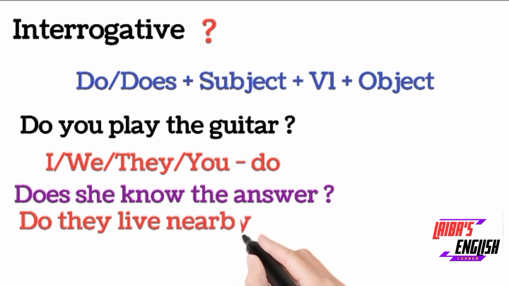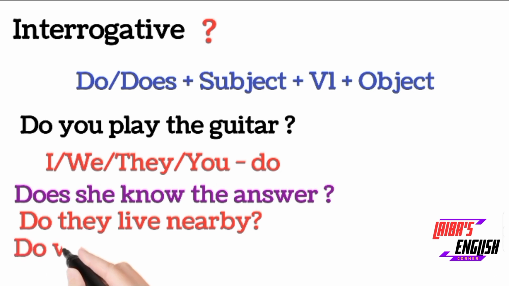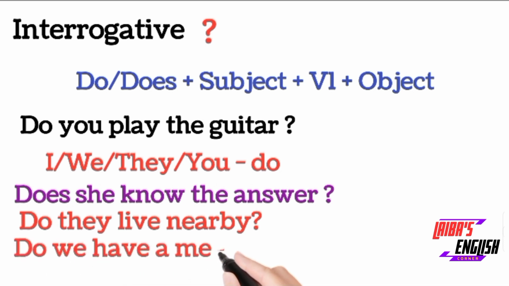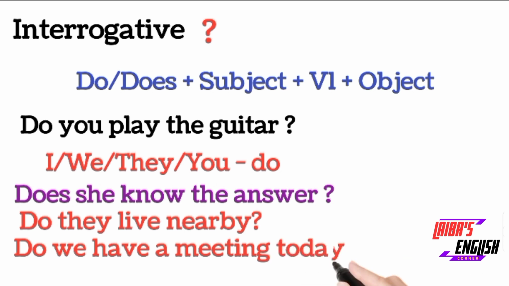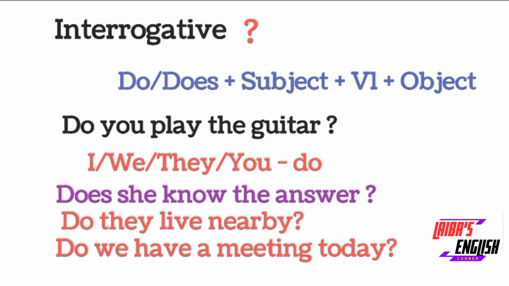Third example is, do they live nearby? In this sentence, there is I, we, they, you. We are having they, so we will use do here. Do they live nearby? Do we have a meeting today? So, recall the knowledge that I, we, they, you will consist do.